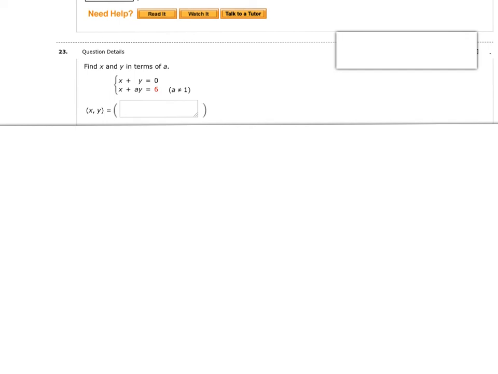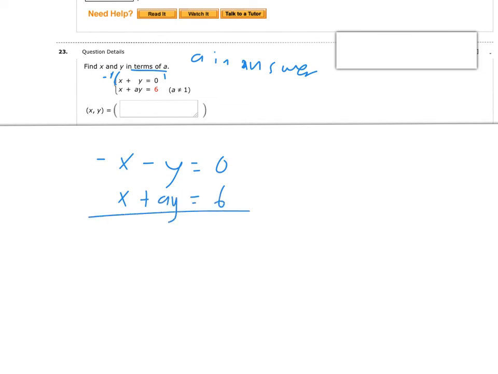All right, next up says find x and y in terms of a. So this means just solve the system. And in terms of a means that a is going to be in our answer. And that's okay. It's supposed to be. So looking at this, it would seem like we would use elimination here. So I'm going to multiply this top one by -1. So we have negative x minus y equals 0. And then x plus a y equals 6. When I add these together, these eliminate. And these two are actually not like terms now because of the a. That's okay. I'm just going to keep them separate like that, like we always do with unlike terms.